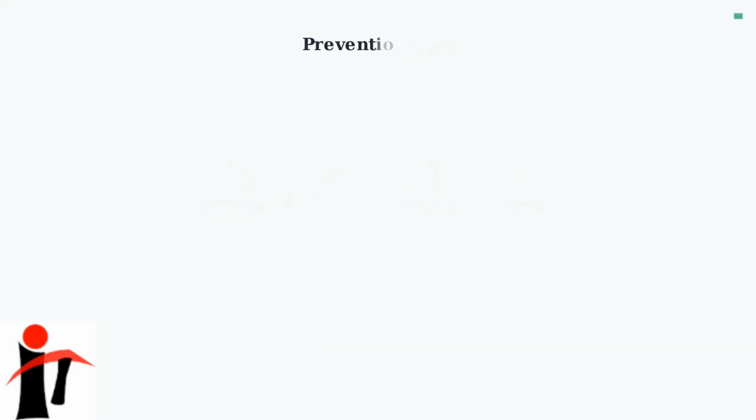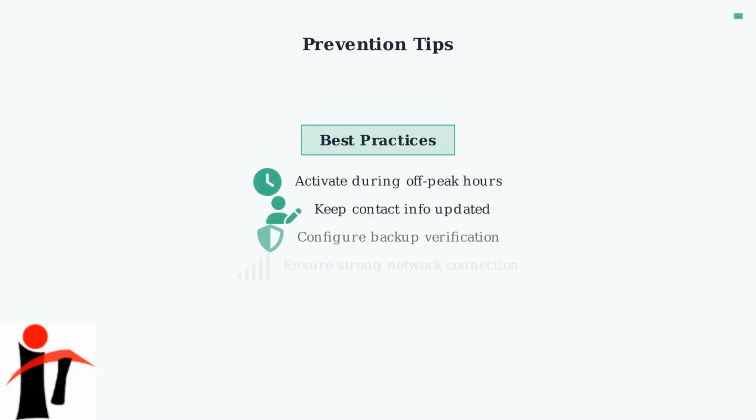Prevention is key to avoiding future ACT code errors. Keep your contact information updated, maintain strong network connections during setup, and complete activations during off-peak hours when network traffic is lower. Following these troubleshooting steps and prevention strategies will resolve most ACT code errors and help you avoid them in the future. Remember to be patient and try multiple solutions systematically.